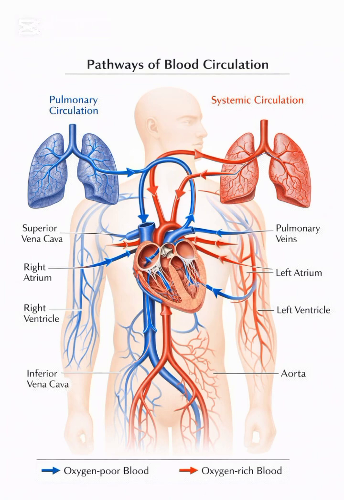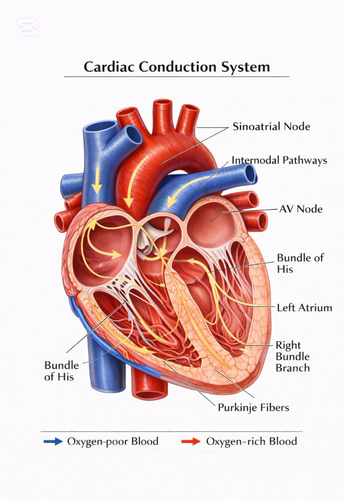Blood flows from atria to ventricles through atrioventricular (AV) valves. Blood leaves ventricles through semilunar valves. Valves open and close due to pressure differences, preventing backflow. Proper valve function is essential for efficient circulation.